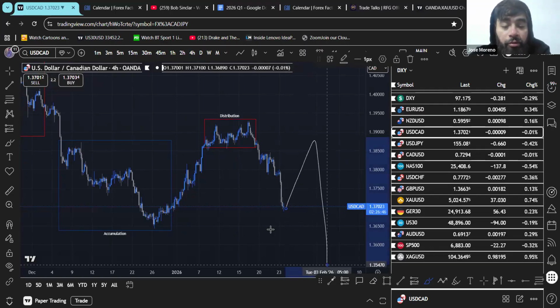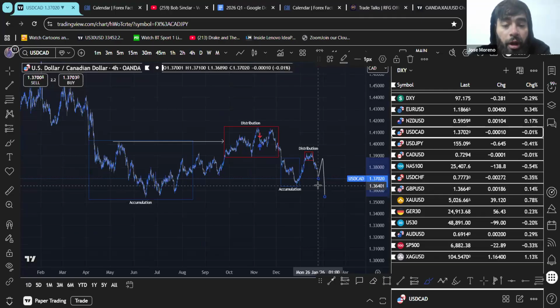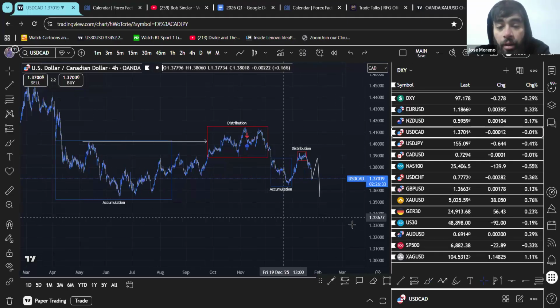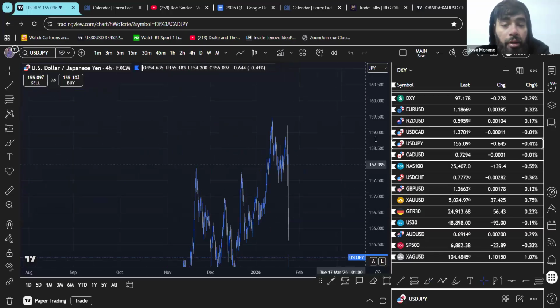So again, pullbacks would for me be reasons to short, whether we break the low or not. Ideally it would probably be breaking through all lows and then coming back, but I doubt it. We'll see how it goes. But I would look at pullbacks to short as a whole with dollar.